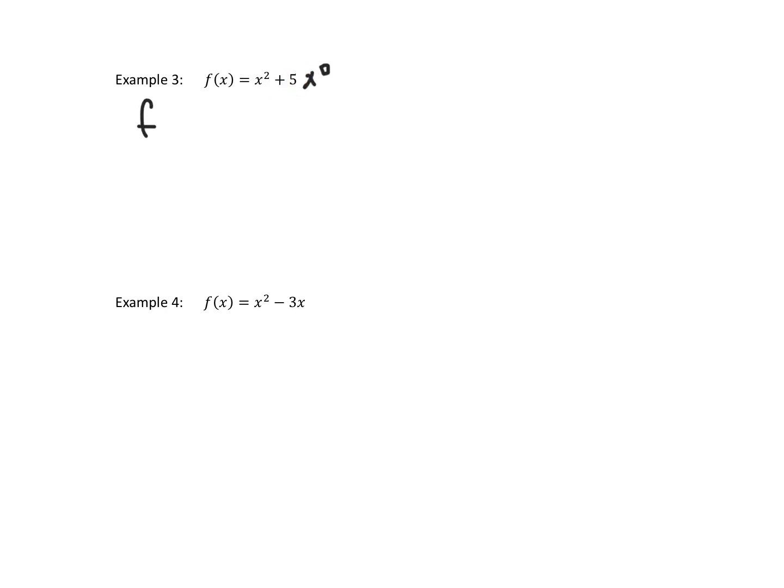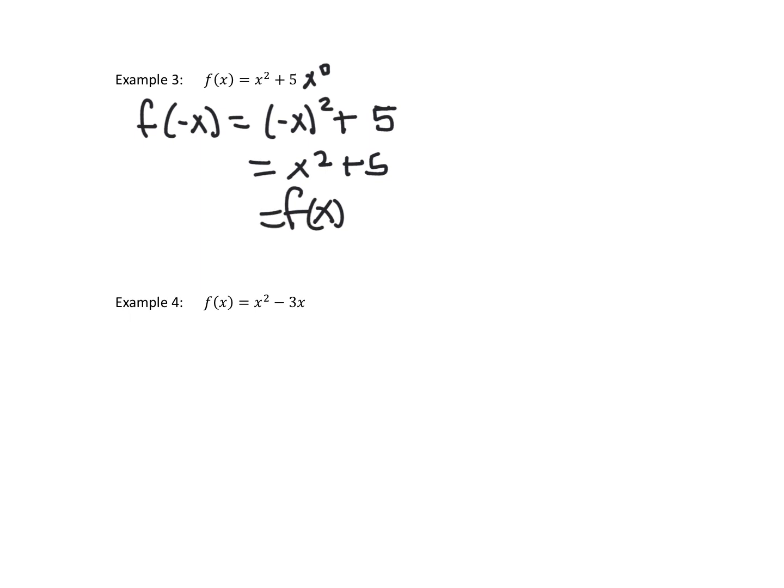And same way, f of -x is equal to (-x) squared plus 5, and this is going to be x squared plus 5. This is the same as the original function, so this is the same as f of x. So that means f of -x is the same as f of x. So this is an even function.